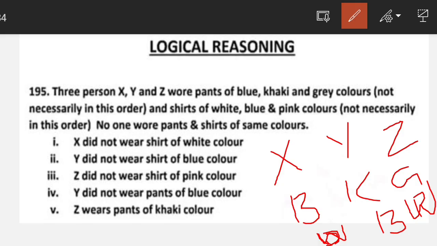Y did not wear pant of blue color. And Z wears pant of khaki color. So here will be Z, khaki color. Y did not wear pant of blue color. So pant of blue color will be worn by X, and pant of grey color will be worn by Y.